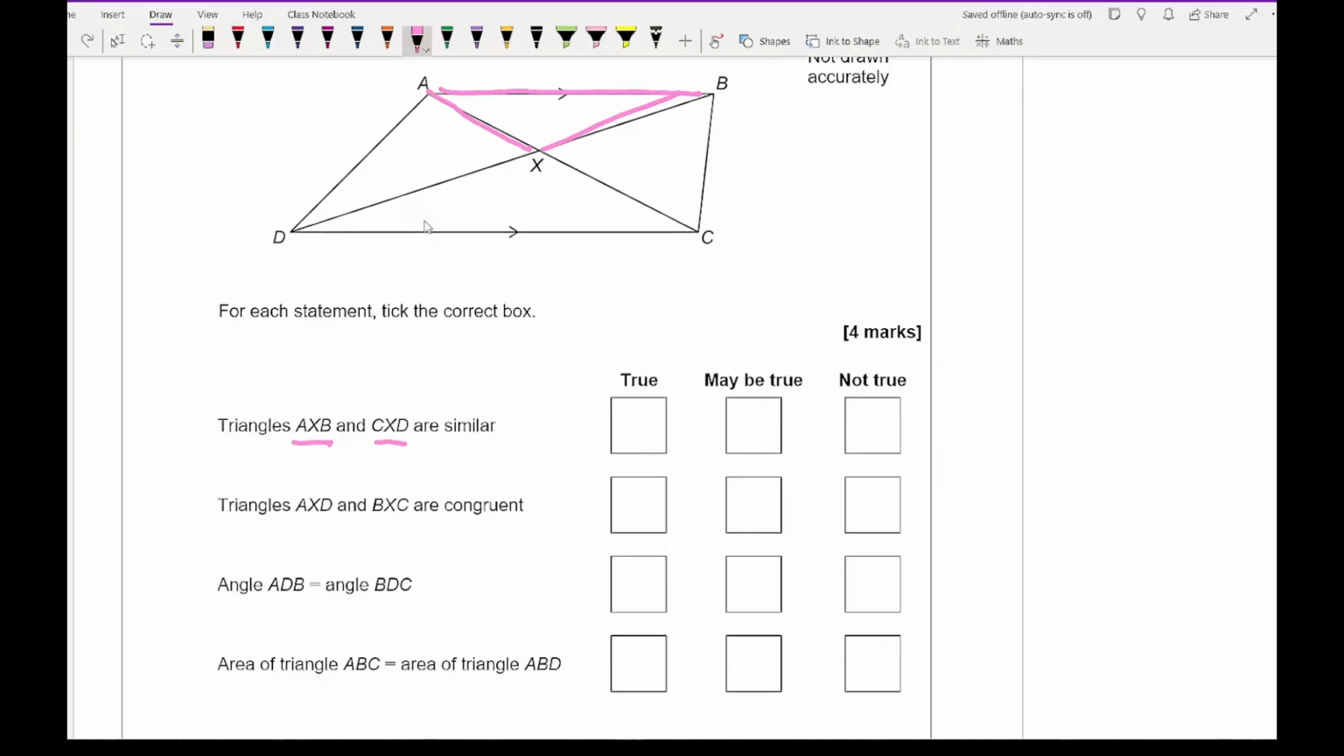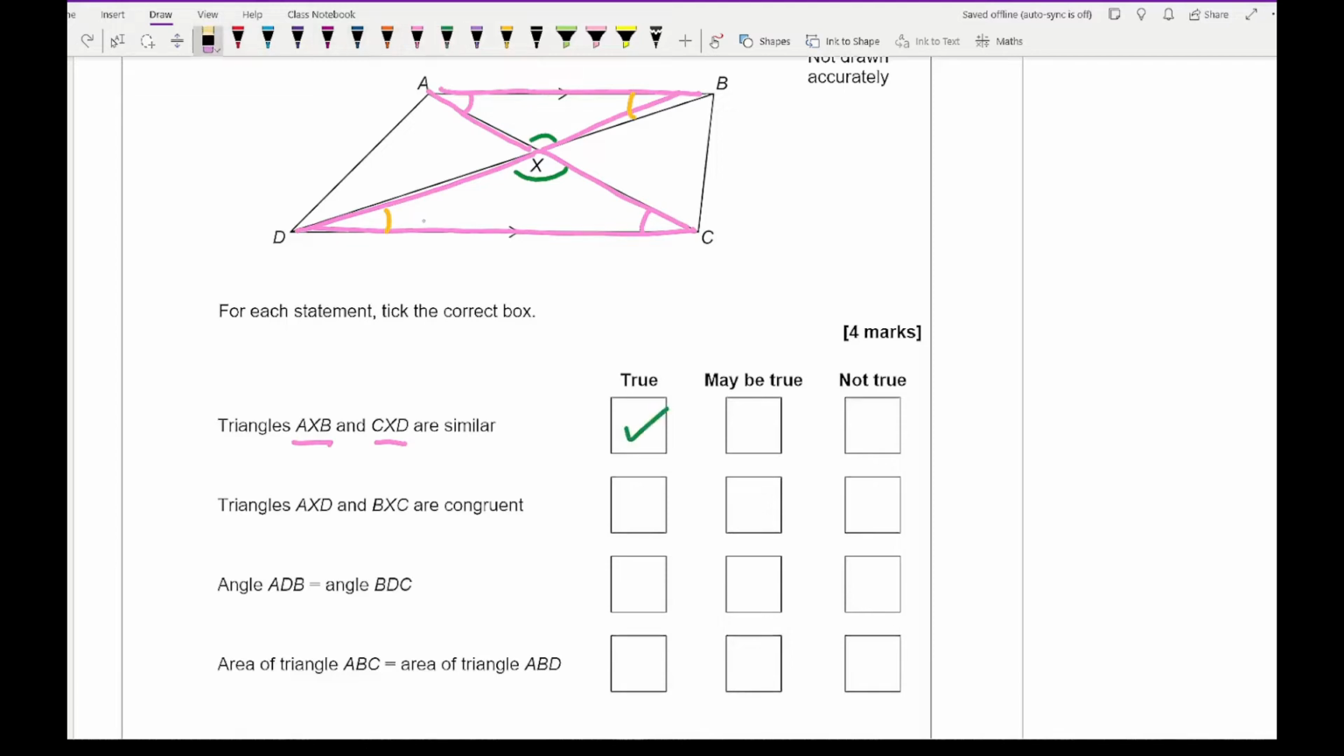The next triangle I then need to highlight is CXD. So it's looking at these two triangles here. So the question's asking, are those triangles similar? Well, again, because you've got two parallel lines, this angle here is going to be the same as this angle here. This angle here is going to be the same as this angle here, because they're alternate, and this angle is going to be the same as this angle. So because you've got AAA, that means that they are going to be similar.